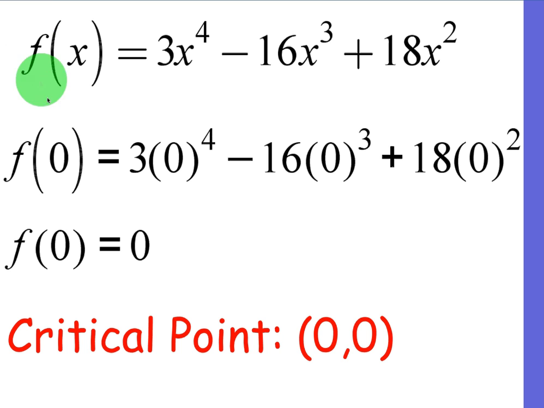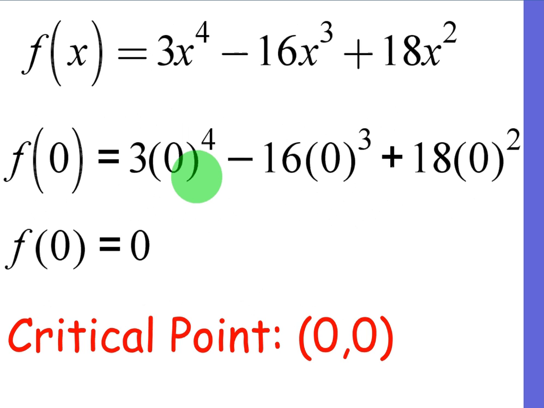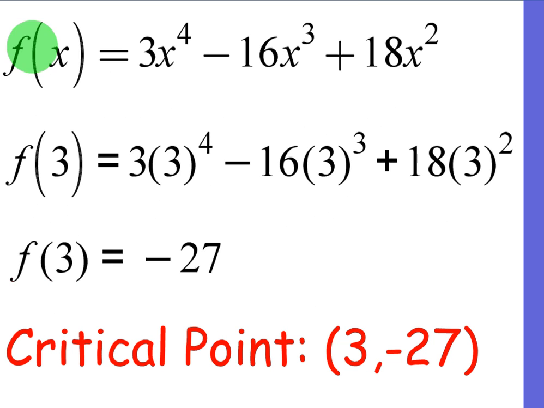Okay, so to figure out points, we have to plug those back in. So we have to plug in 0, 3, and 1 back into the original. When I plug in 0 back into the original, I get 0 back. So it's my first critical point, (0, 0). When I plug in the critical value of 3 back into the original, I get -27. So (3, -27) is my second critical point.